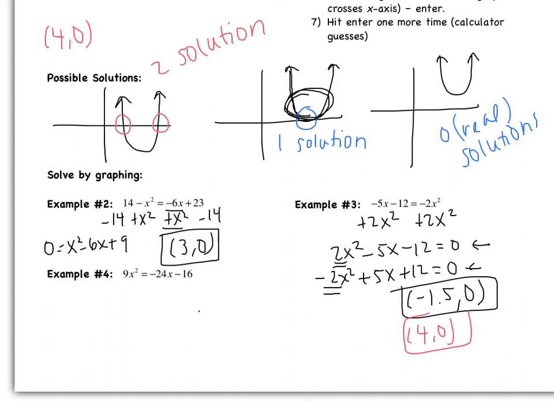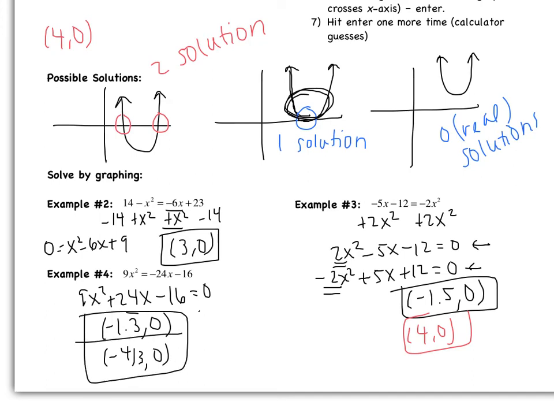Okay, first thing that you should have done is set this one equal to 0. So you get 9x squared, add 24x, subtract 16 equals 0. And then when I solved for the 0, I only found one 0. Negative 1.3 repeating, comma 0, or negative 4/3, comma 0. Either one of those is okay. So hopefully that's what you got. If not, please bring any questions that you have to class tomorrow.